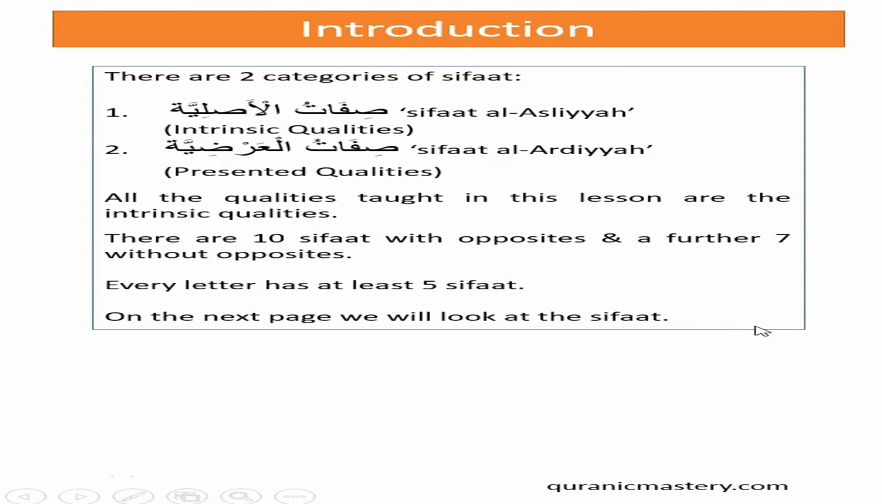So there are two categories of Sifaat: As-Sifaat al-Asliyah and As-Sifaat al-Ardiyah. So all of the qualities taught in this lesson are going to be the intrinsic qualities, meaning the Sifaat al-Asliyah. There are 10 Sifaat with opposites and a further 7 without opposites. And an important thing to consider is that every single letter has at least 5 Sifaat. So this is what makes the letters different from each other. And on the next page, we will look at the Sifaat themselves and the qualities and what they are.